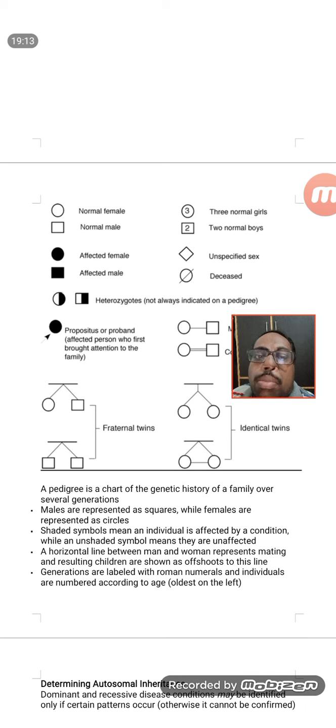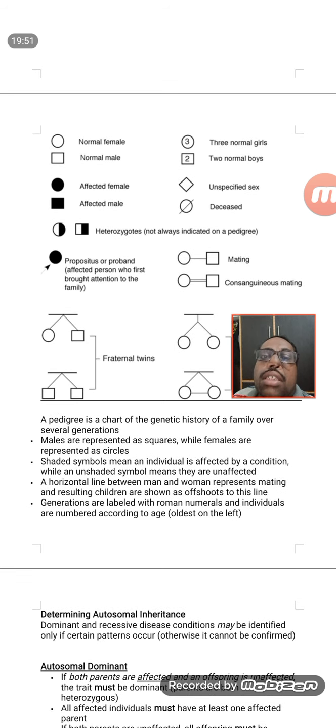Next comes the propositus. Propositus means a particular person, or what we consider a proband. This is the particular person who was brought to the geneticist's attention as carrying a gene that can cause some disease. That means the first person identified by the geneticist, or brought to the attention of a geneticist because of some disease, is considered the proband.